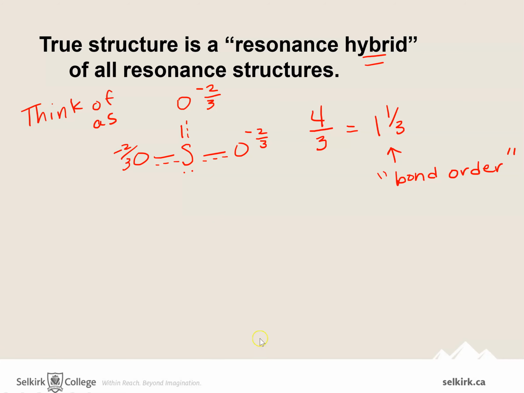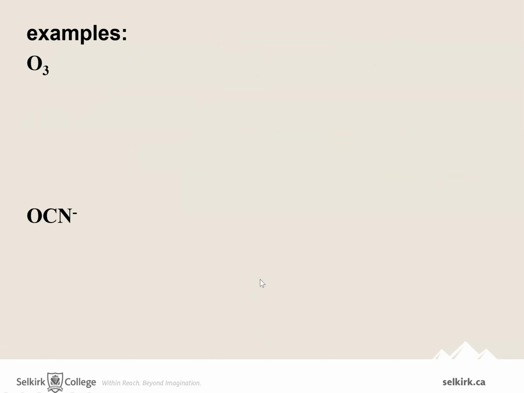Let's practice a couple of examples. The first example is O3, and I don't care if you know that that is the ozone molecule. I just care that we can draw the Lewis structure for it. So I'm going to follow those same steps for drawing Lewis structures. First, I'm going to add up the number of valence electrons. Each oxygen has 6 valence electrons, and there's 3 oxygens. So we're going to have 18.